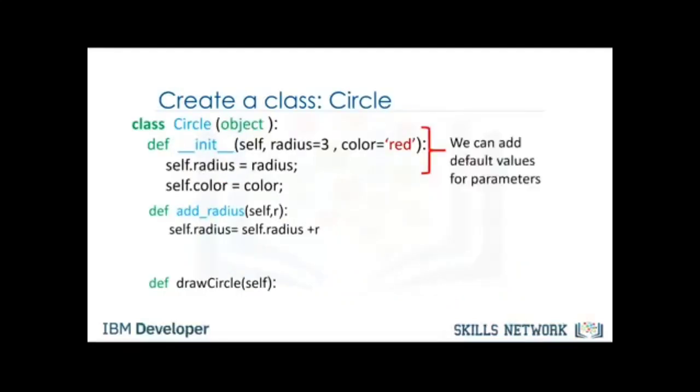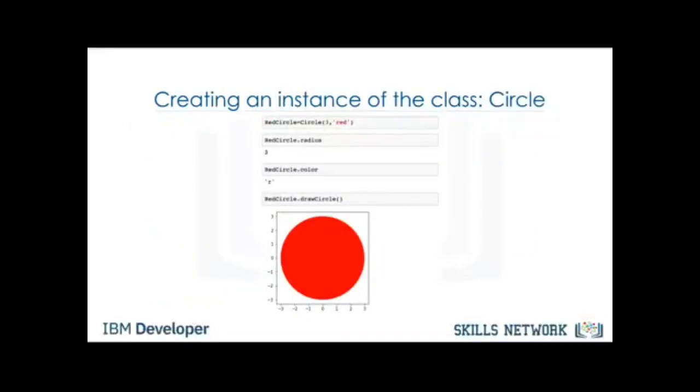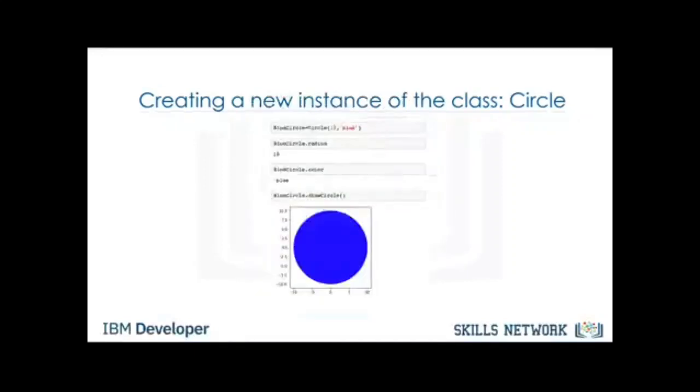We can add default values to the parameters of a class's constructor. In the labs, we also create the method called drawCircle. See the lab for the implementation of drawCircle. In the labs, we can create a new object of type circle using the constructor. The color will be red and the radius will be 3. We can access the data attribute radius. We can access the attribute color. Finally, we can use the method drawCircle to draw the circle. Similarly, we can create a new object of type circle. We can access the data attribute of radius. We can access the data attribute color. We can use the method drawCircle to draw the circle.